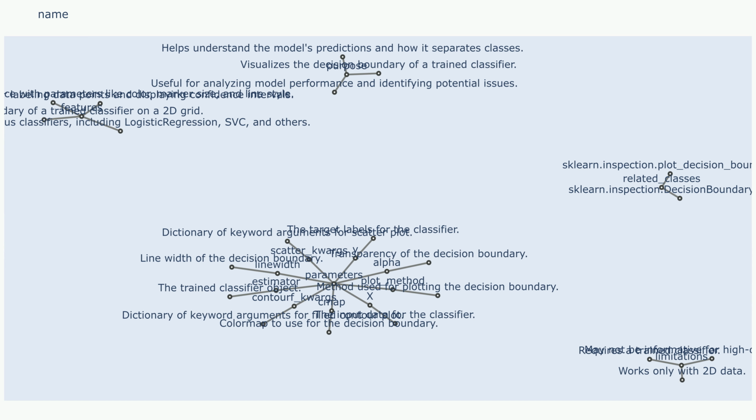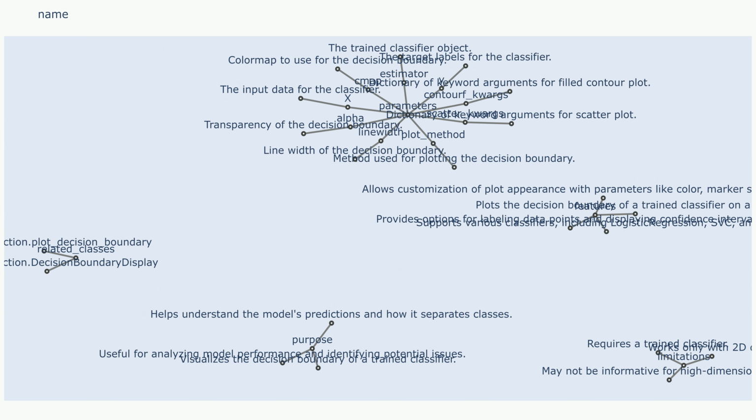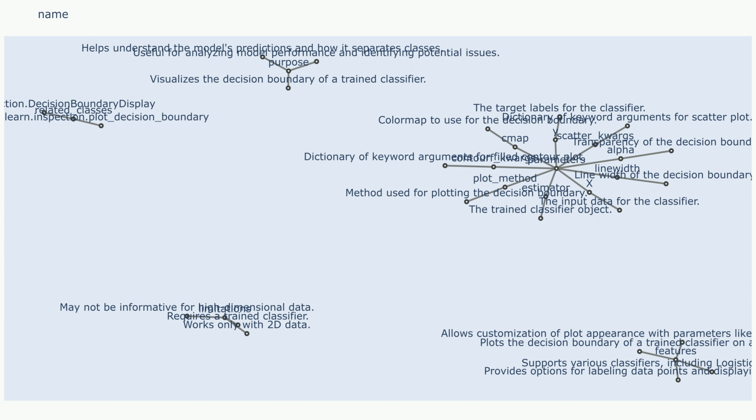Key features. 1. Visualization. The tool creates a 2D plot that shows the decision boundary along with the data points from your dataset. This allows you to visually assess how well your classifier is performing. 2. Flexibility. It supports various classifiers from sklearn.linear_model and sklearn.ensemble, including logistic regression, linear SVC, decision tree classifier, random forest classifier, gradient boosting classifier, and more.